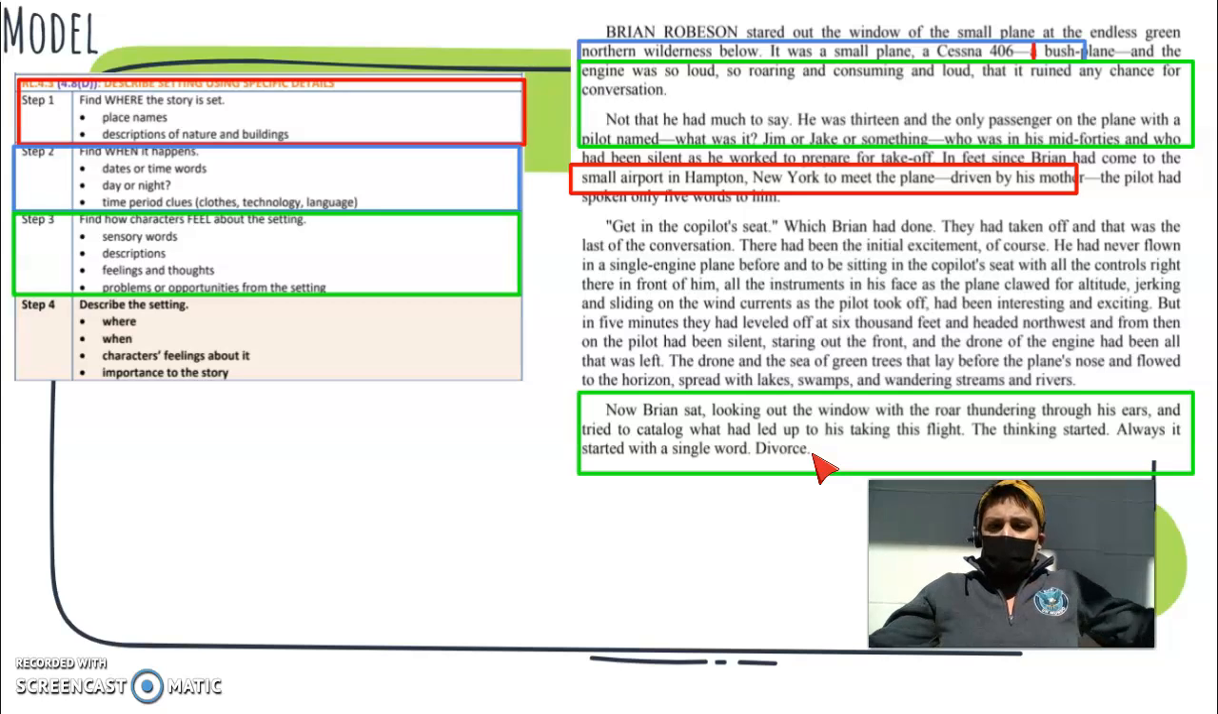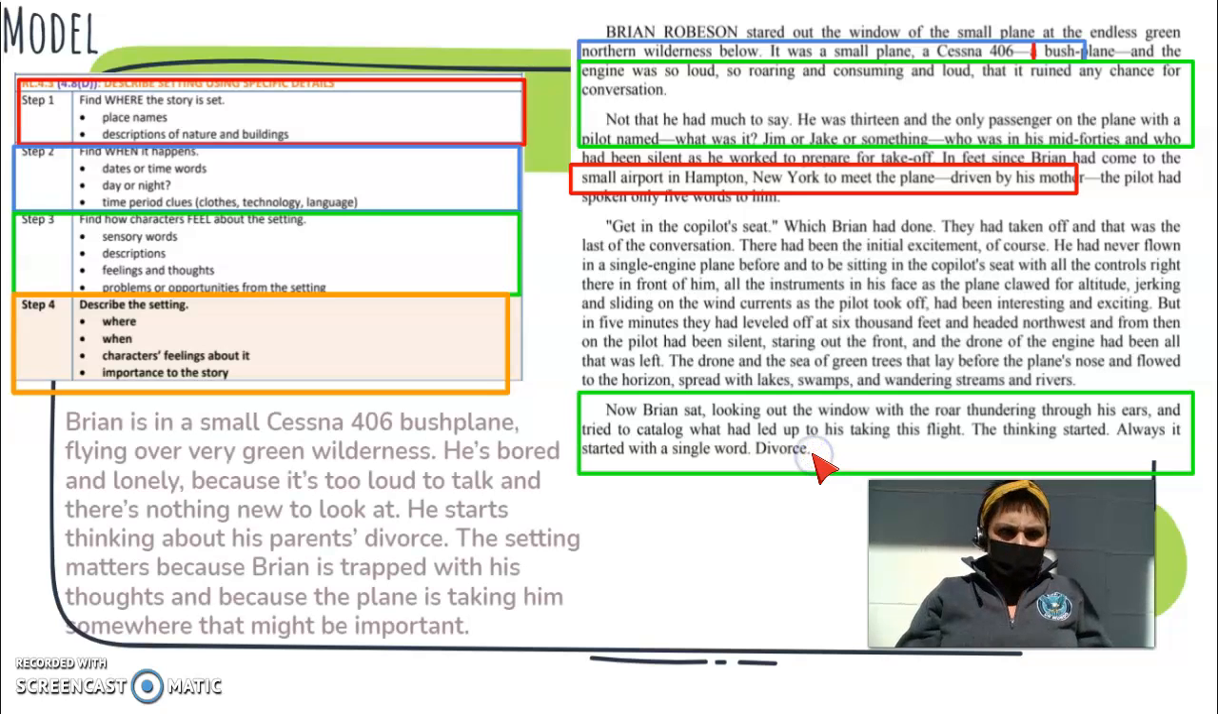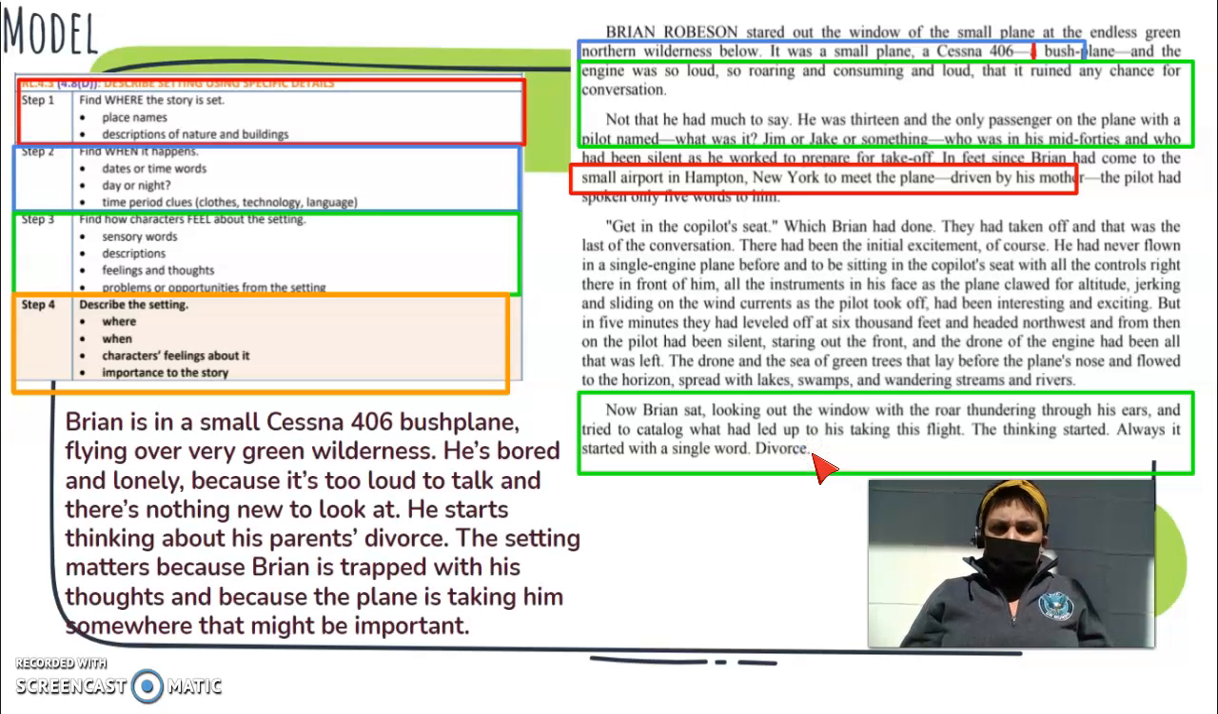So now I'm going to put all of this together, and I'm going to go to my step 4, and I'm going to describe the setting about where, when, and how are they feeling, and why is it important to the story. So for my answer, I wrote, Brian is in a small plane, a Cessna 406 bush plane, flying over the green wilderness. He is bored and lonely because it's too loud to talk and there's nothing new to look at. This causes him to start thinking about his parents' divorce. And I know that this setting matters because Brian is trapped with his thoughts, he's trapped with the idea of his parents, and because the plane is taking him somewhere that might be important.